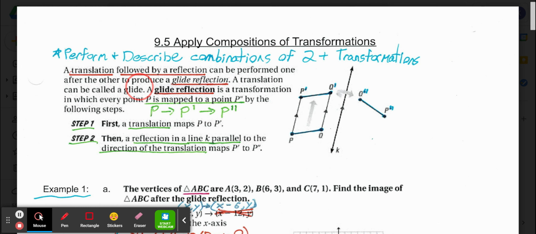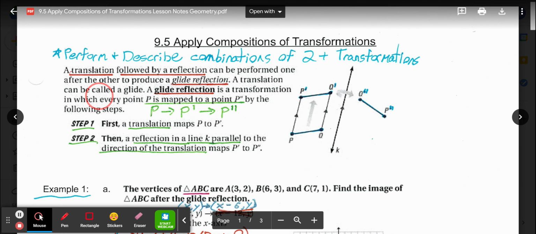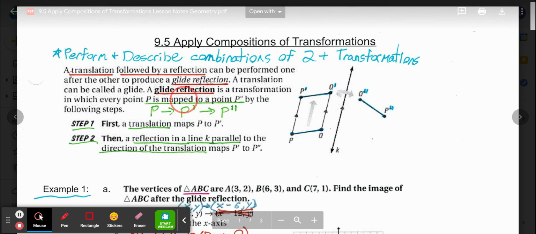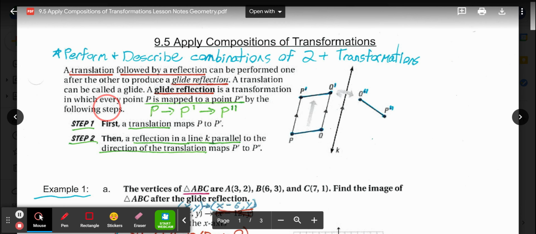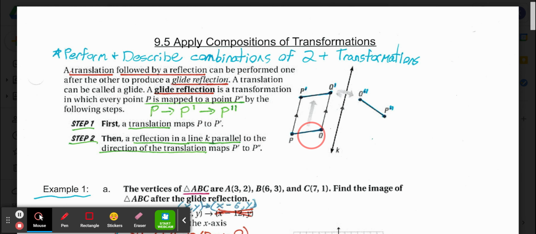A translation can also be called a glide, and a glide reflection is a transformation in which every point P is mapped to a point P double prime by the following steps. First we have that translation where PQ becomes P prime Q prime. Then the reflection: P prime Q prime becomes P double prime Q double prime. So we go from P to P prime, then to the final point P double prime.